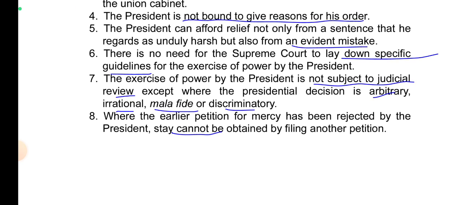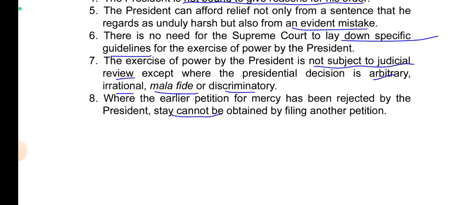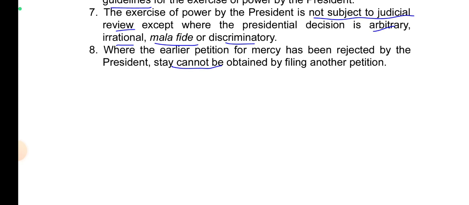The President can afford relief not only from a sentence that he regards as unduly harsh but also from an evident mistake. There is no need for the Supreme Court to lay down specific guidelines for the exercise of power by the President. The exercise of power by the President is not subject to judicial review except where the presidential decision is arbitrary, irrational, malafide, or discriminatory.